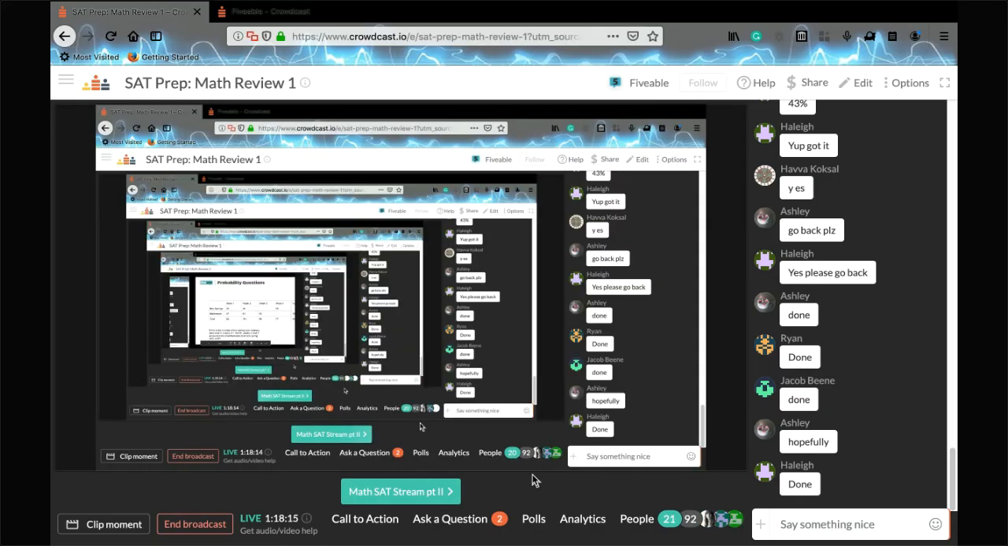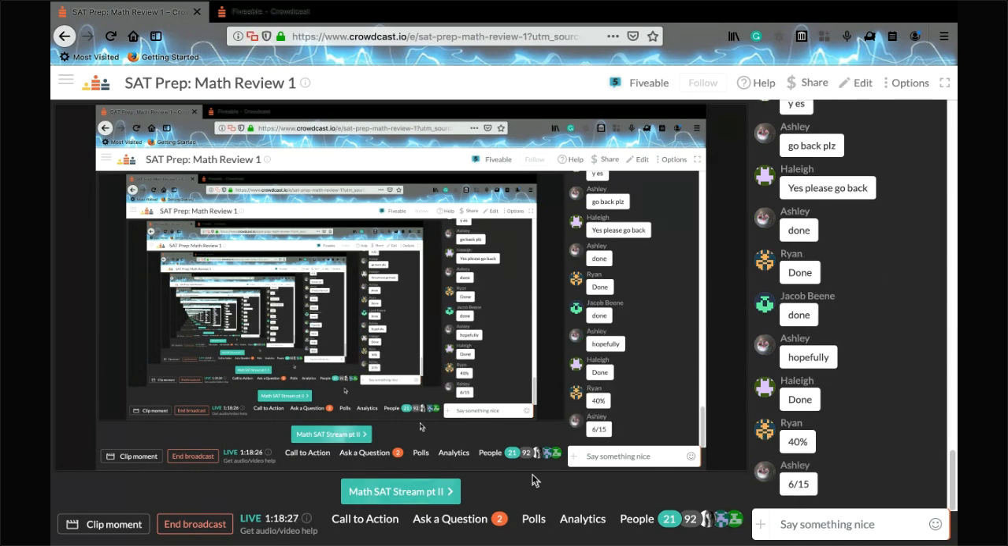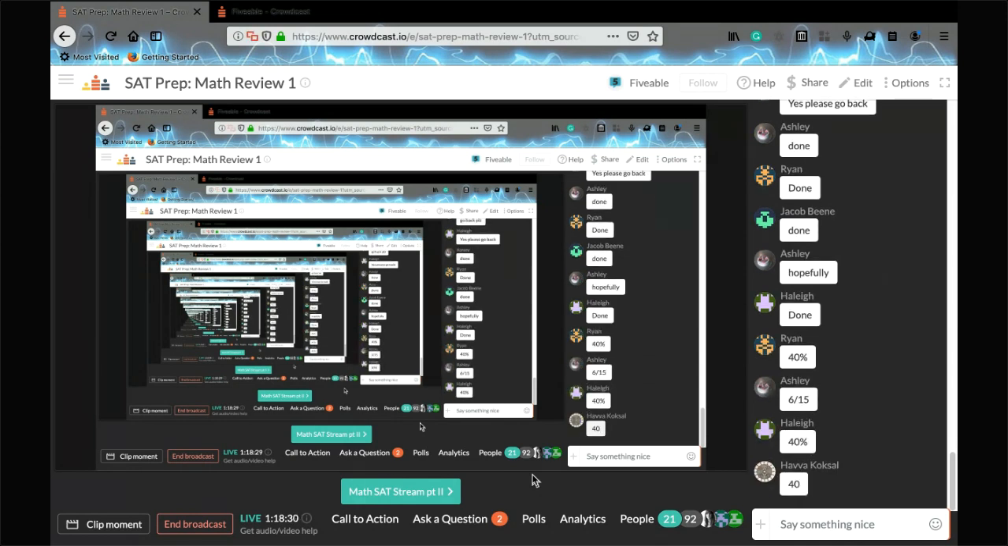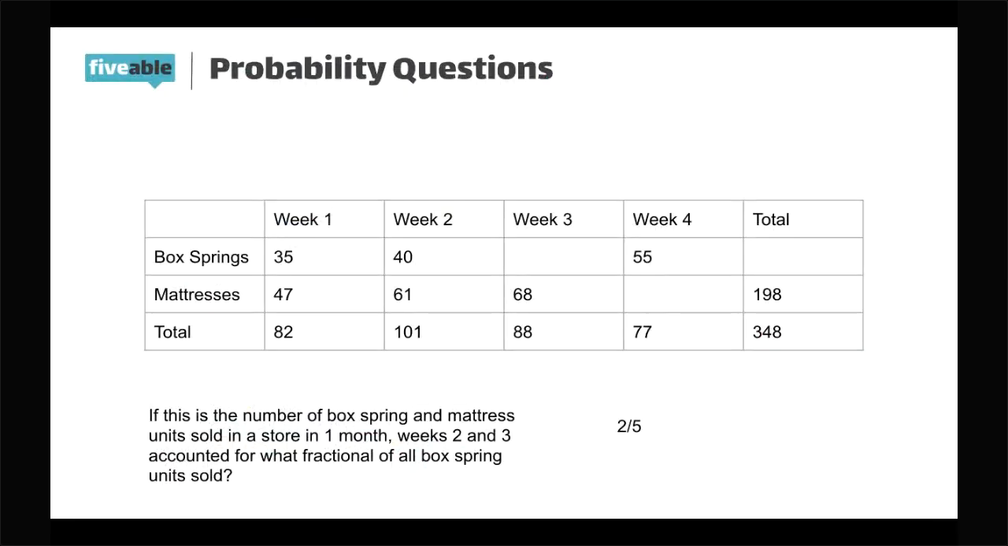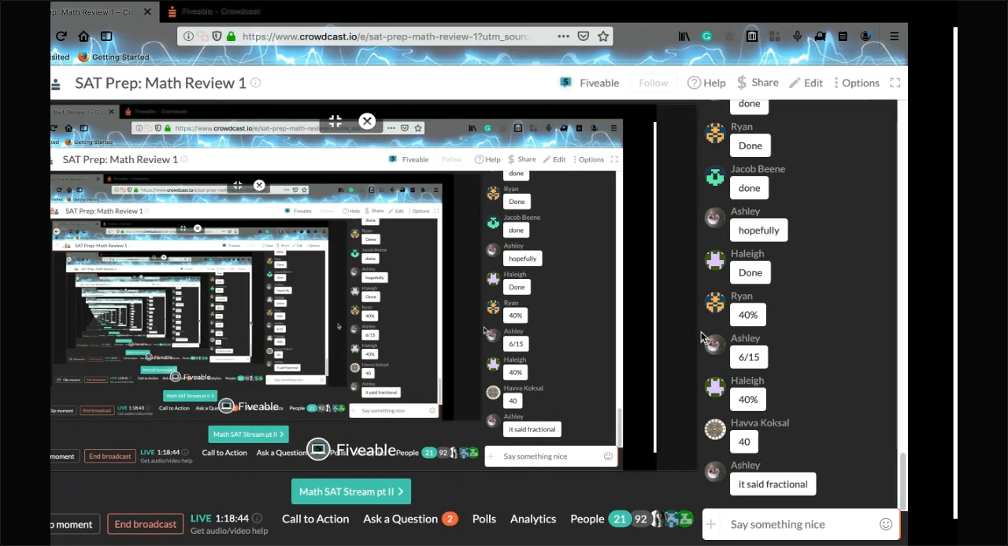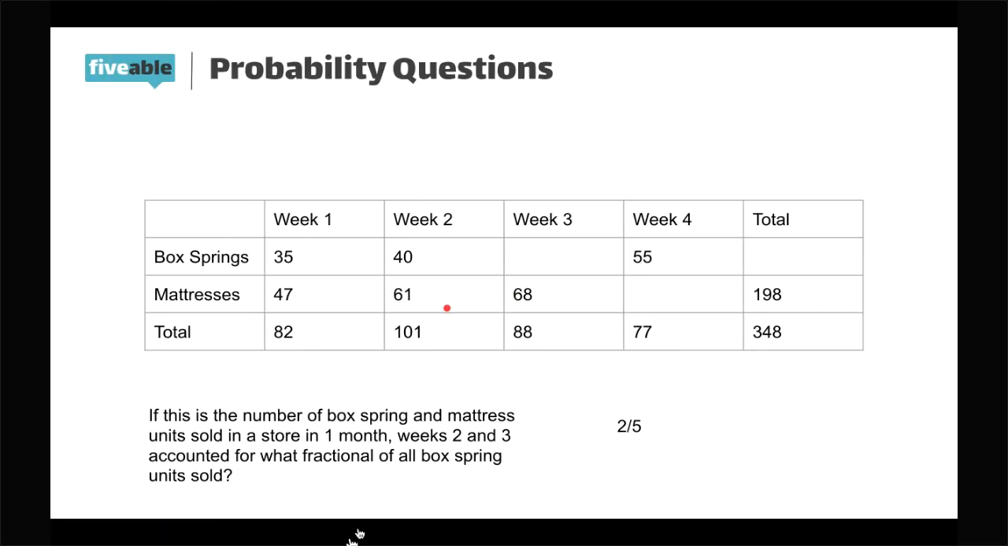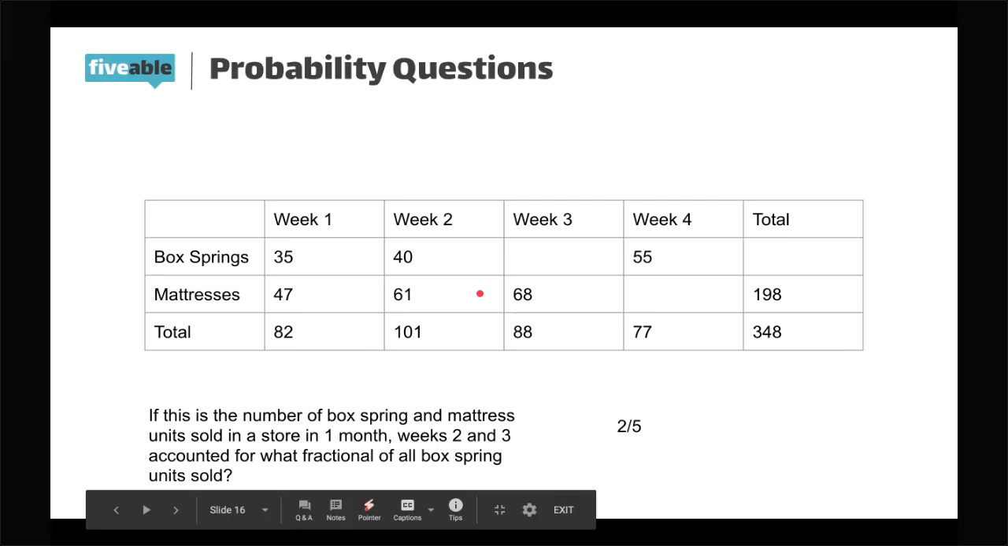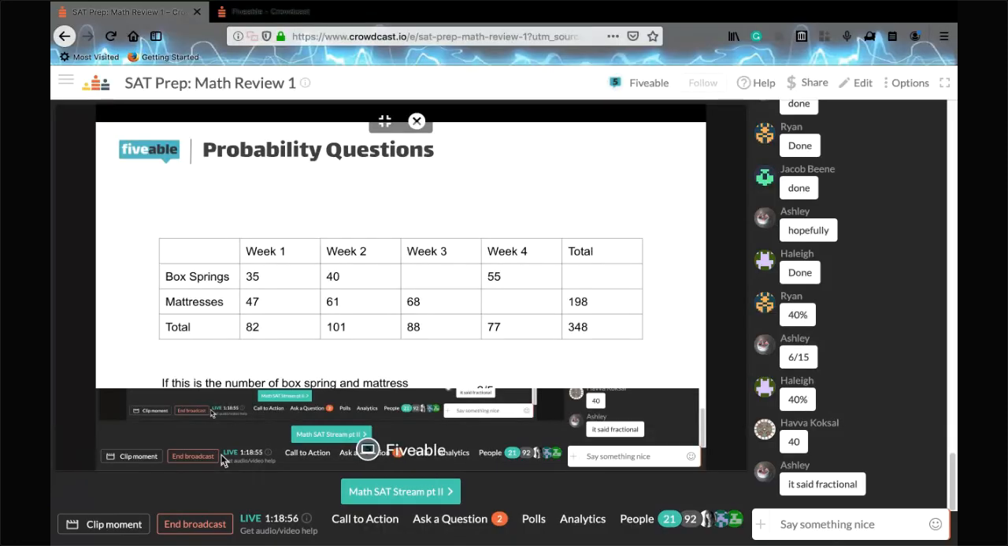Let's see what you guys got. Don't be shy. All right, 40%, 6 over 15, 40%, 40%. All right, the answer is 2 over 5, which is 40%. So yeah, it's 2 over 5, not 6 over 15. I think it got you. It's the fraction. I want to know if you calculated with mattresses included or only the box spring, because they want only box spring. That's something College Board will do.